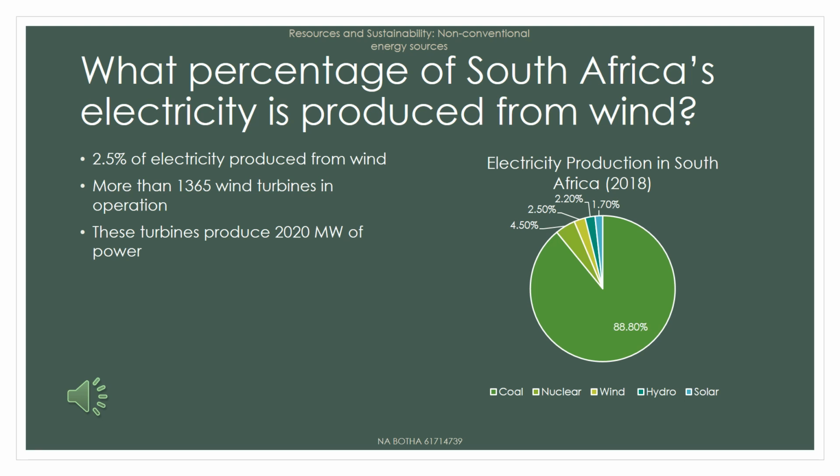What percentage of South Africa's electricity is produced from wind? Only 2.5% of South Africa's electricity is generated from wind. There are currently more than 1,365 wind turbines in operation in South Africa. These turbines produce 2,020 megawatts of power.